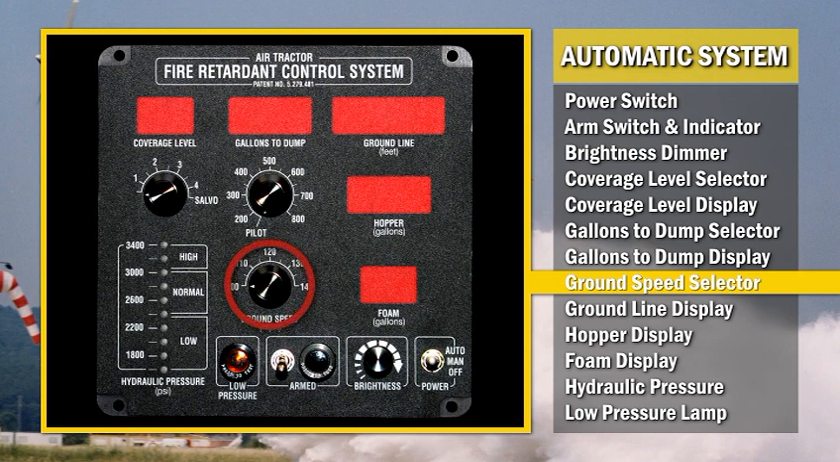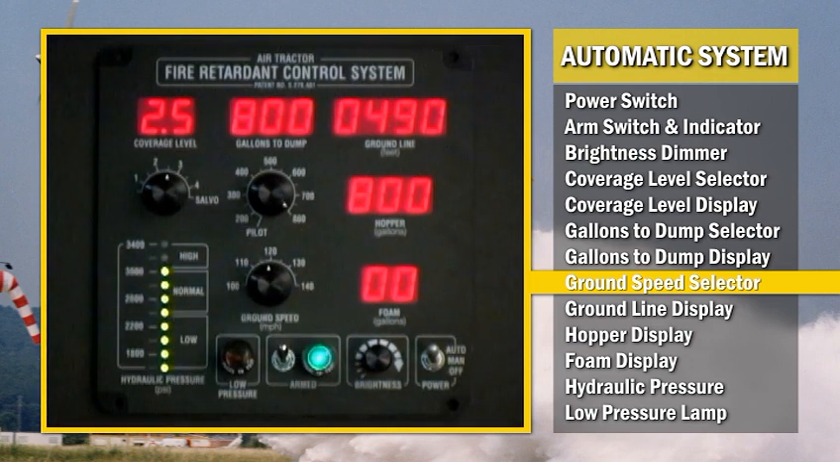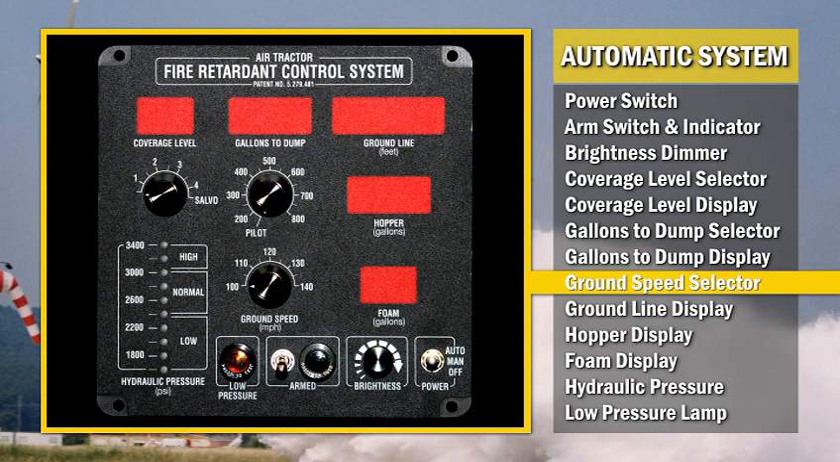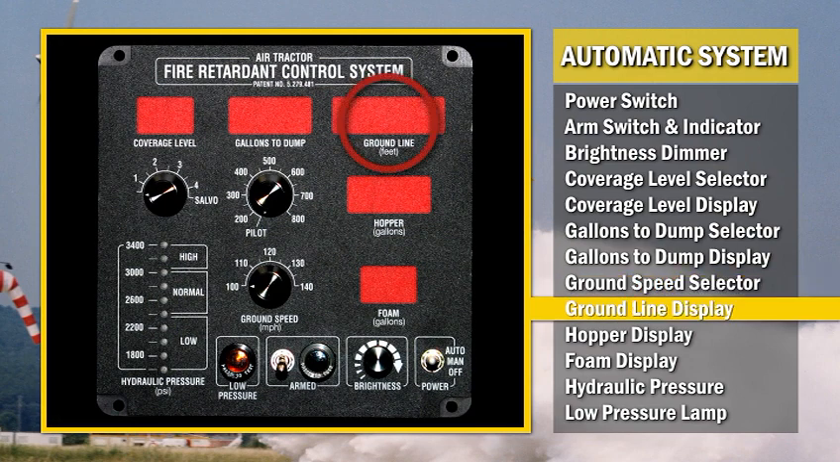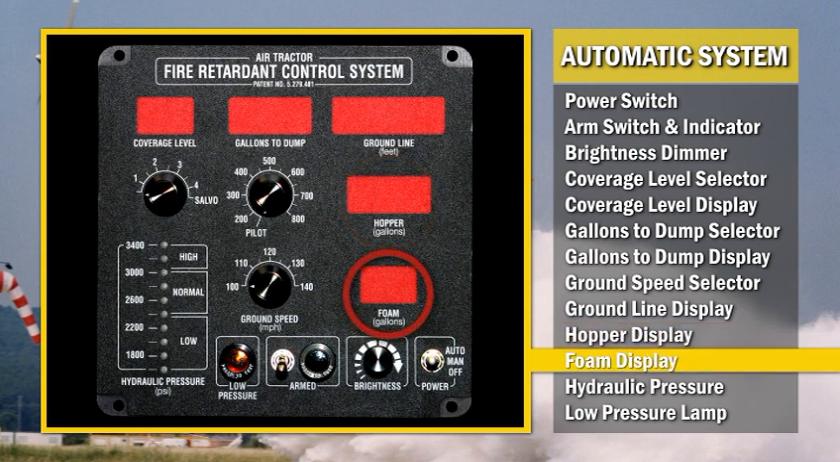The ground speed selector allows the pilot to select the ground speed of the aircraft in miles per hour. The computer uses this to compensate the retardant flow rate required to maintain the desired coverage level. The ground line display indicates the approximate linear distance for the dispensed ground pattern in feet. This is calculated from the requested coverage level, the amount of retardant to be released, and the aircraft ground speed input. The hopper display indicates the amount of retardant present in the hopper in U.S. gallons. The foam display indicates gallons of foaming agent in the foam tank. This display also shows error codes.